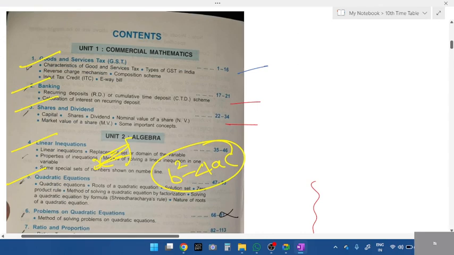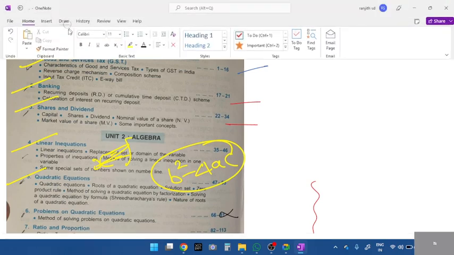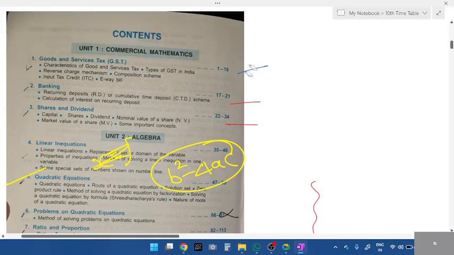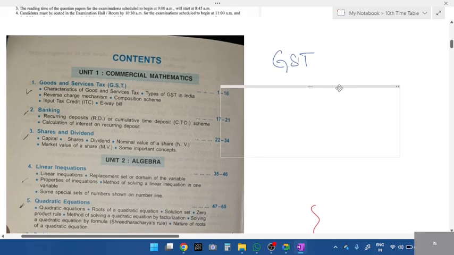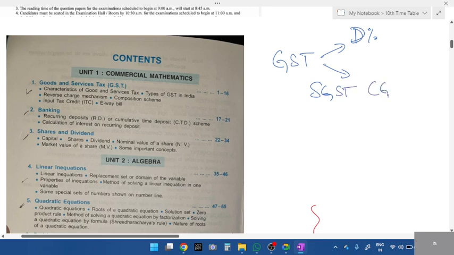First, goods and GST. What are the concepts we have studied in the GST topic? All of you will respond, students. I mean, goods and service tax. GST, what are the 2 formulas we have studied? Discount. All of you will write it. Discount percent. Right? And GST can be split into how many parts? SGST and CGST.